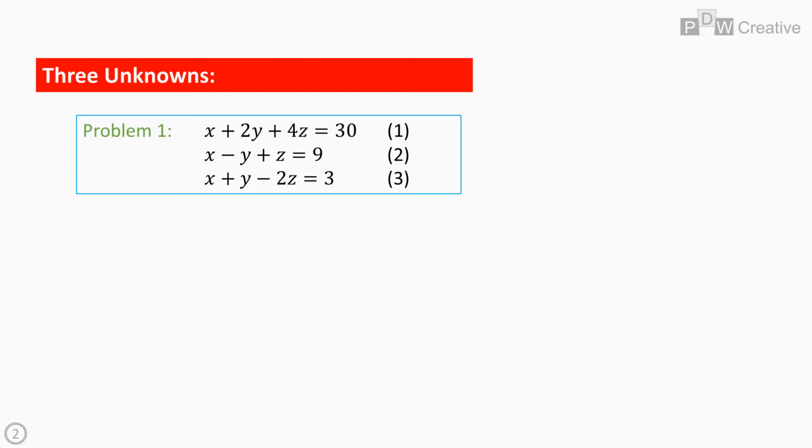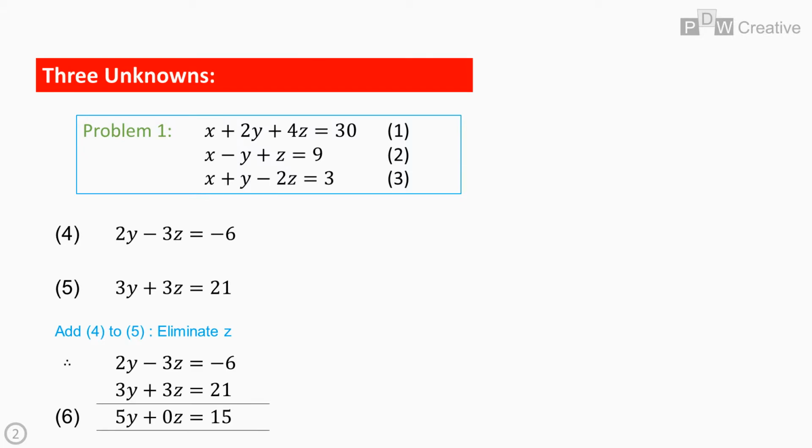So now for a second round of elimination. Take equation 4 and equation 5. This time, by adding them, z can be eliminated. This forms equation 6. And in finding y, 5y equaling 15 means y is 3.